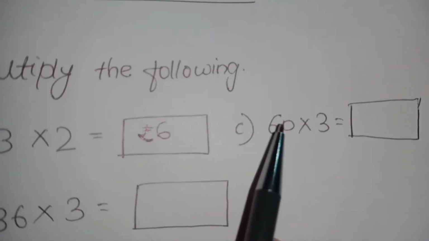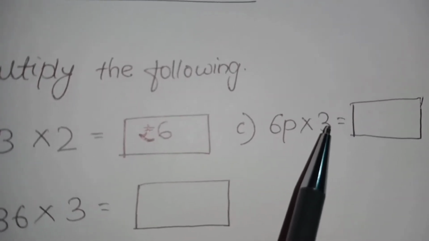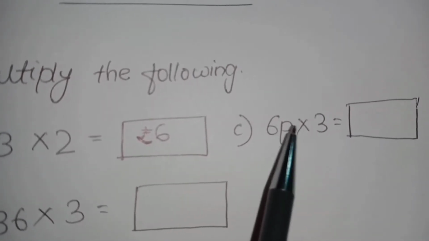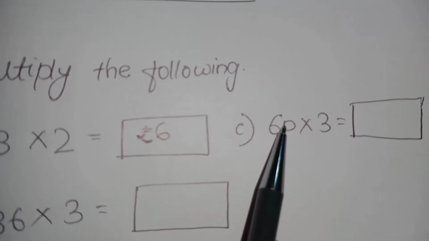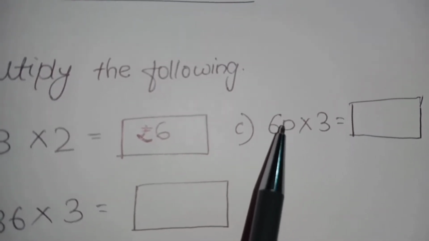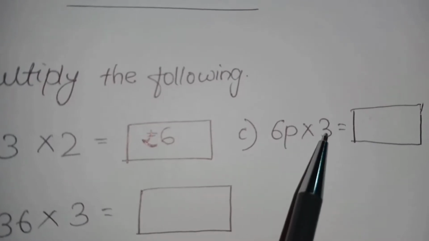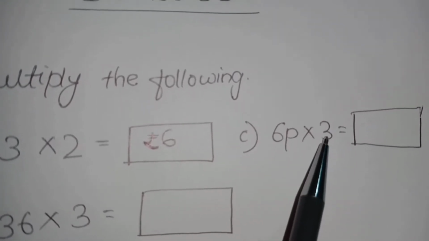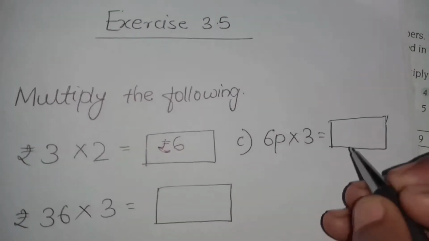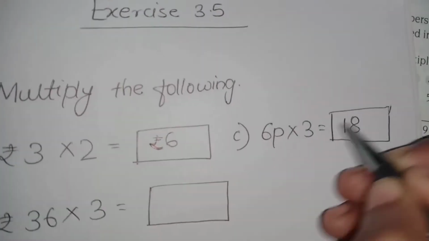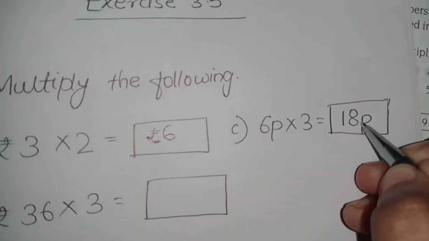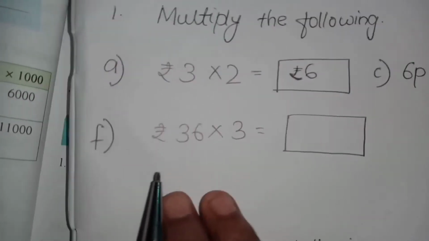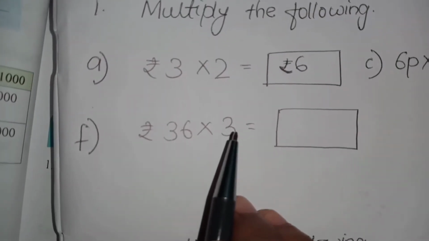Now number C, 6 paise into 3, 6 paise into 3. This P means paise. This is the symbol of paise. So 6 ones are 6, 6 twos are 12, 6 threes are 18. So I'll write here 18 and what is the symbol of paise? P.